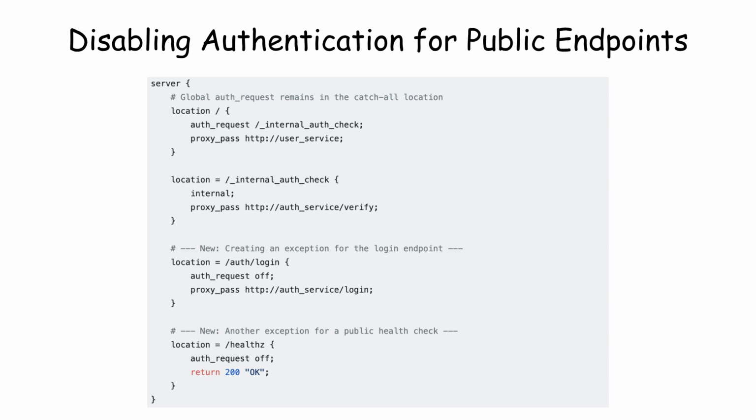Inside these new blocks, we add the directive auth_request off. This explicitly disables the authentication subrequest for any request that exactly matches these URIs. So when a request for /auth/login arrives, NGINX finds the exact match, sees auth_request off, and immediately proxies the request to the login handler on our auth_service. It never triggers the global check defined in location /. Any other request like /users/profile won't find an exact match and will fall through to the main location / block, where the authentication check is correctly enforced as intended.